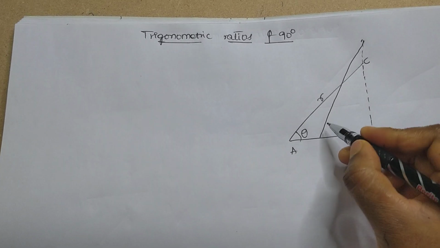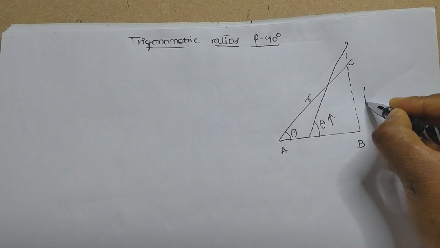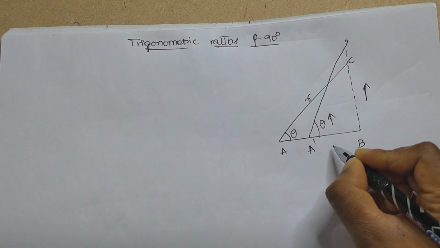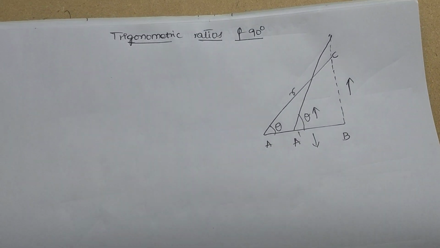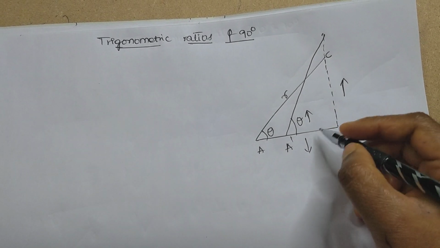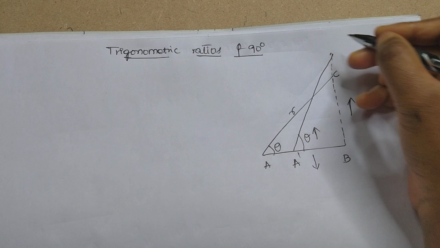Here when you see, theta increases, height increases, but this decreases. What is this? This base level, it decreases. So in the same way, if it moves further, the height is further increased.